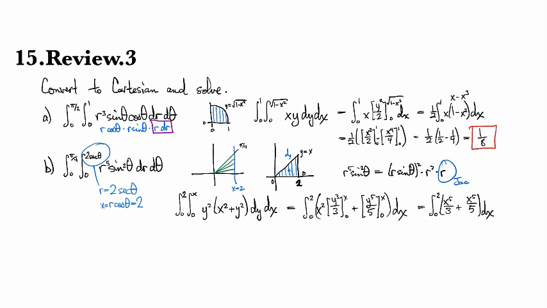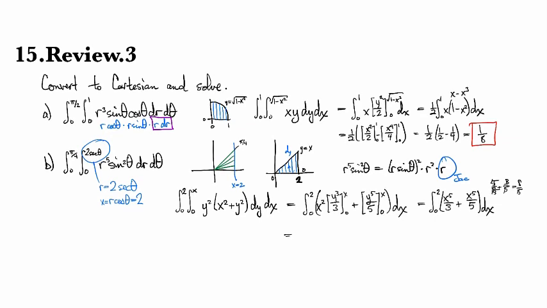And so we have, what is that? So that's like 1/3 plus 1/5. So we have 5, 3, 8 15ths. So we've got 8 over 15. And then I've got x to the 5th, which becomes x to the 6th over 6 from 0 to 2.